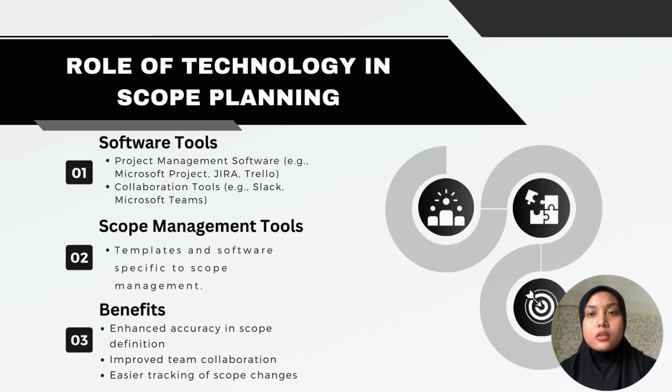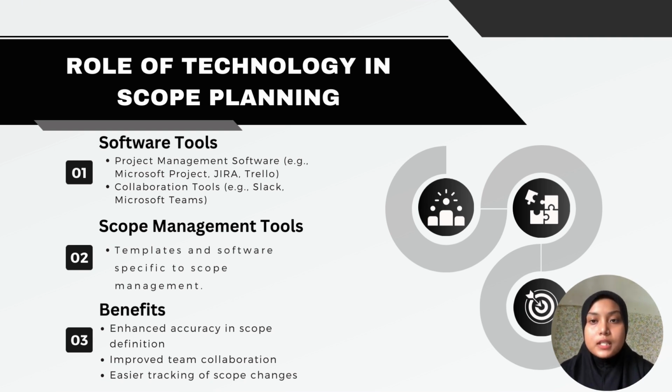Now we are going to talk about the role of technology. So we start with role of technology in scope planning. In scope planning, for software tools we use Microsoft Project, Jira, and Trello for project management software. And for collaboration tools, we use Slack and Microsoft Teams. For scope management tools, we use scope management plan template in Microsoft Project.